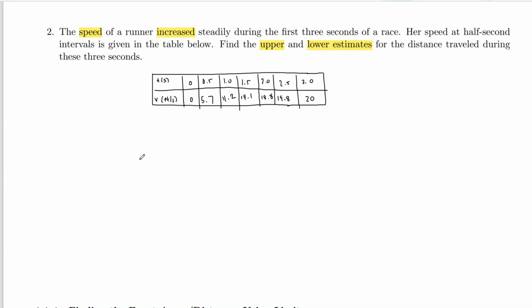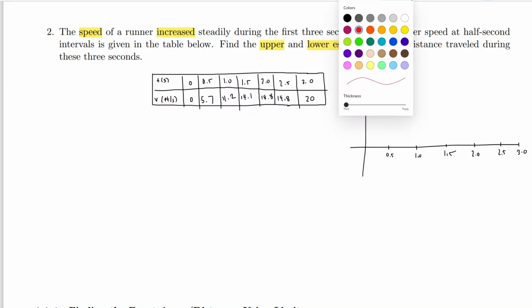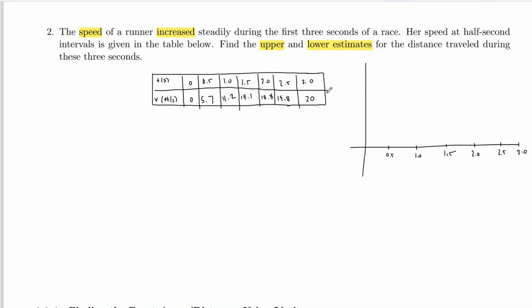All right, so what I'm going to do here is just point out a couple things. We have half-second intervals. What I'm going to do very, very roughly is just sketch what this is going to look like so we can relate it to our rectangles. So we have time at 0, time at 0.5, time at 1.0, 1.5, 2.0, 2.5, and 3.0. And I'll draw the picture for the right endpoints. Since we've seen both quite a bit, we really know what's happening.